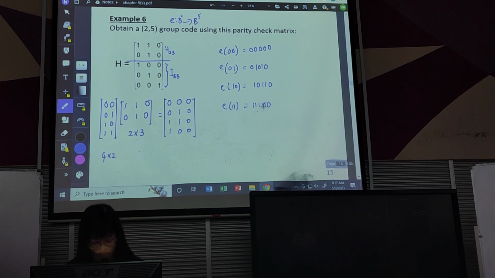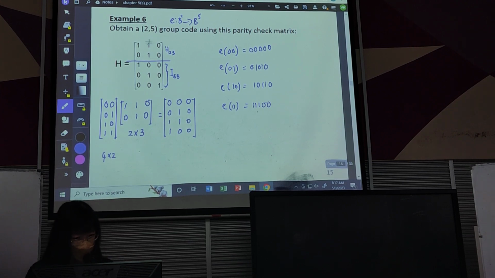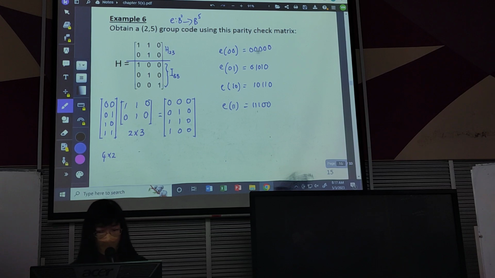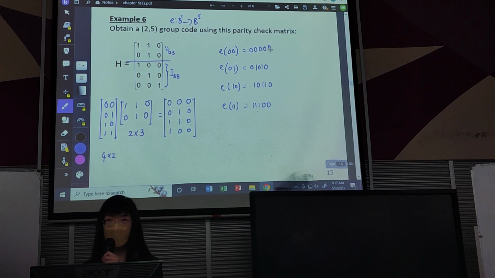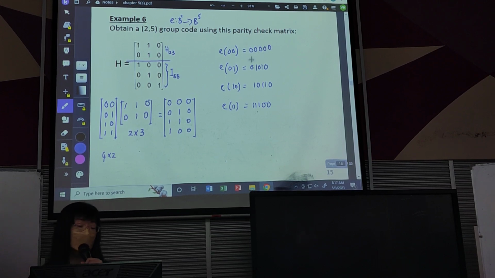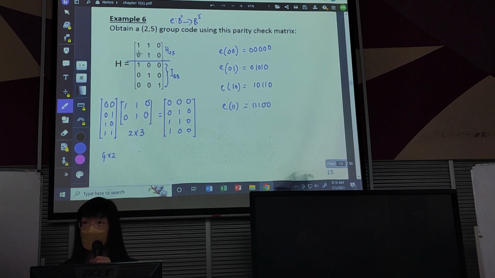So this is how we find the encode from 2 to 5 bits, and this code here will be a group code, meaning that you no need to prove this is the subgroup already. No need to prove that this code here is a subgroup of B5. If you find the code by yourself using the parity check matrix, then for sure all the codes here will be a group code.